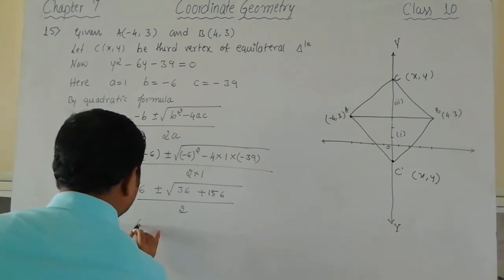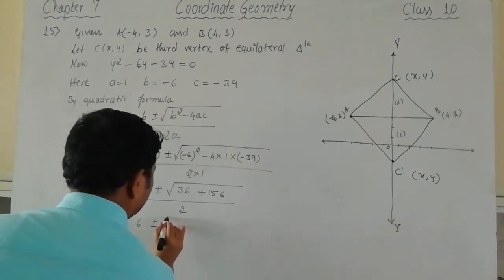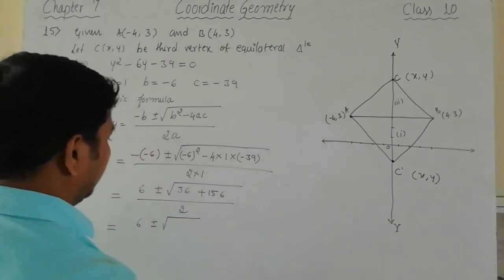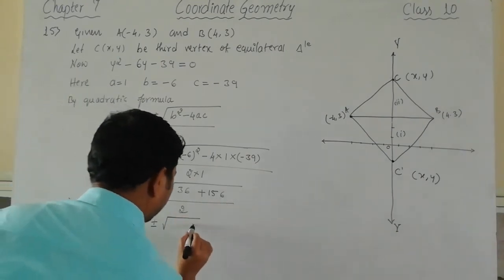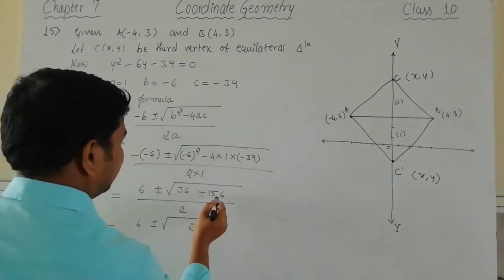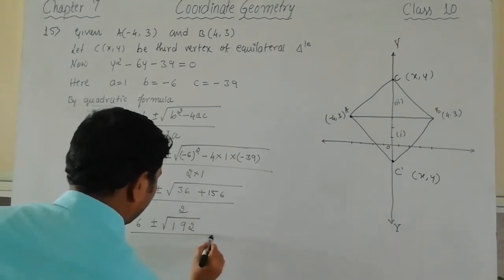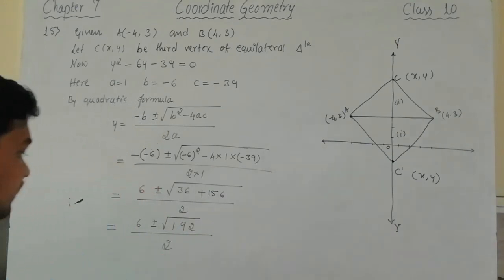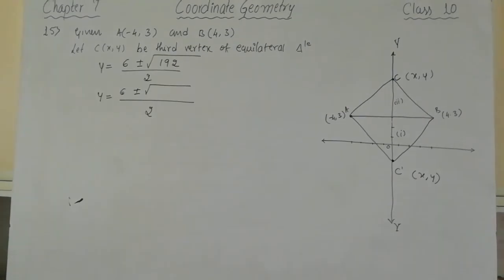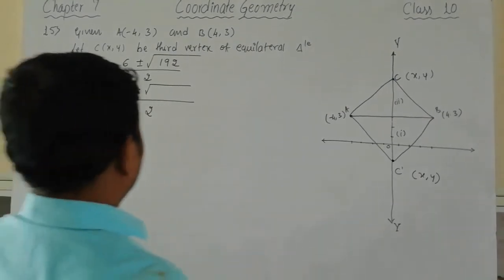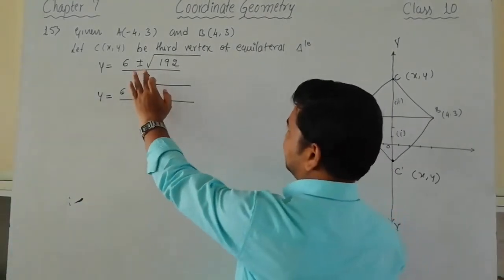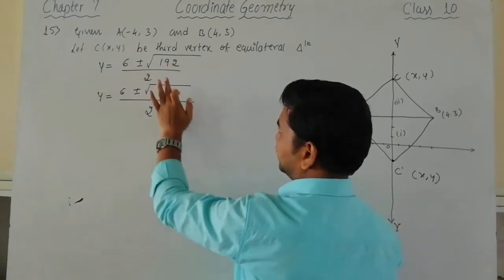Which is equal to 6 plus or minus square root of, you need to add these two, so it will become 6 plus 6, it will become 12, 1 carry, 6 plus 3 it will become 9, and then 1 as it is, and then it will become 192 like this. So 6 plus or minus square root of 192. So now look at here, y is equal to 6 plus or minus square root of 192 divided by 2.